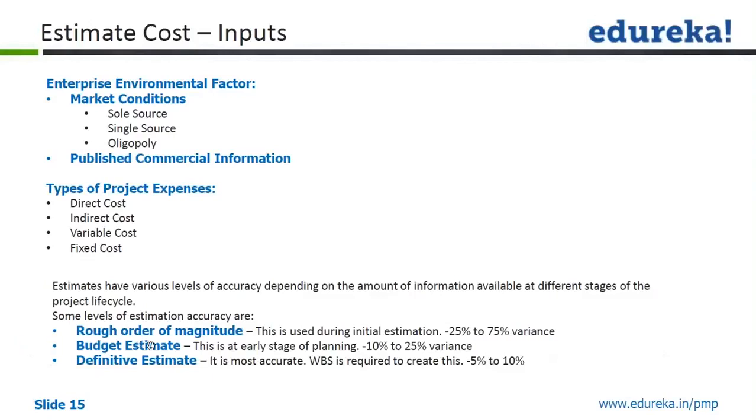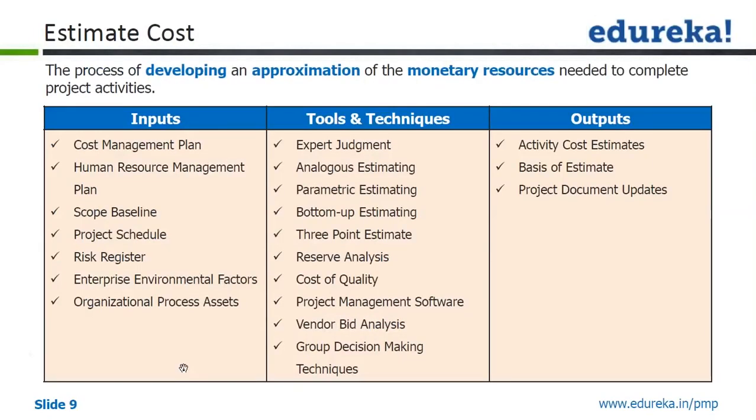Then budget estimate, this is the early stage of planning, with minus 10% to plus 25% variance. Then definitive estimate, which is the most accurate. A WBS is required to create this, with minus 5% to plus 10%. So once you are done with the WBS, and once you apply all the proper tools and techniques, there are different tools and techniques, right, that we saw.